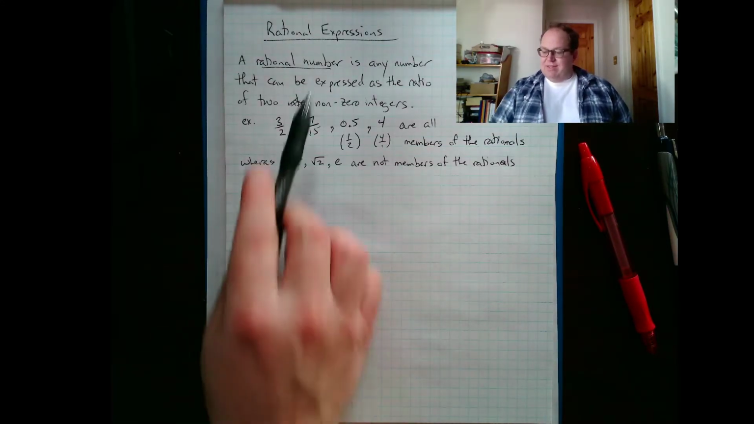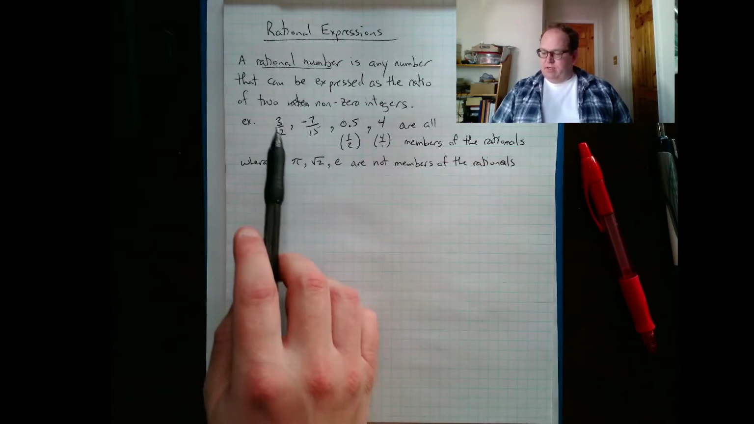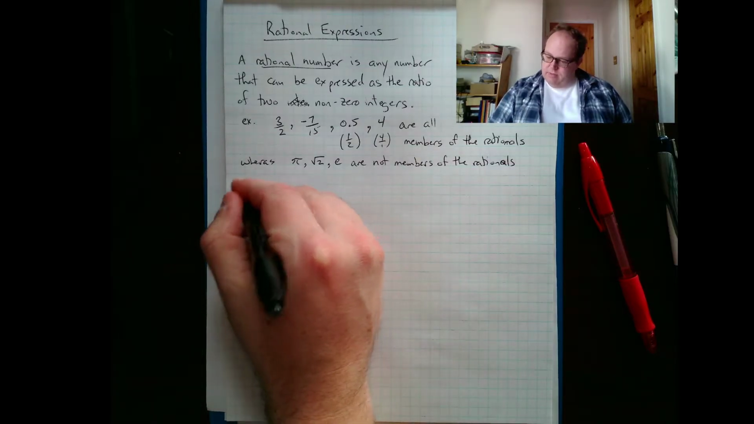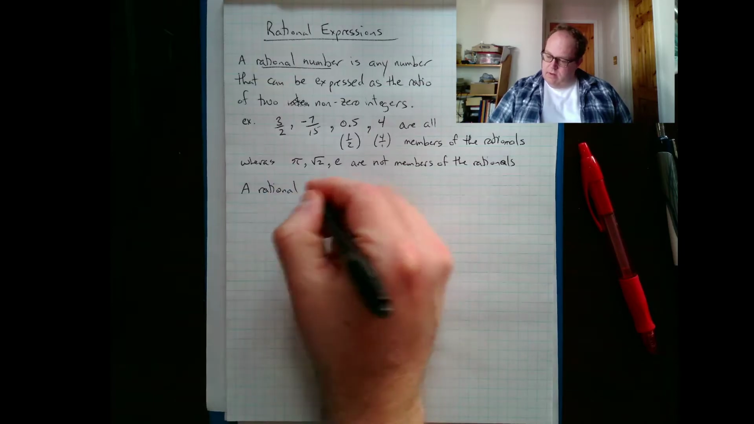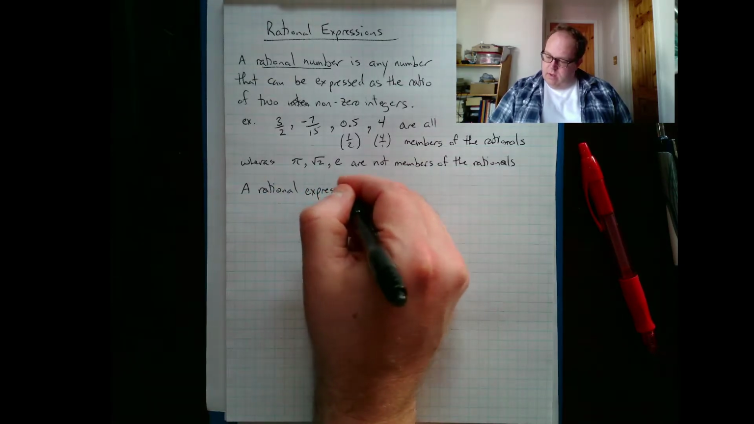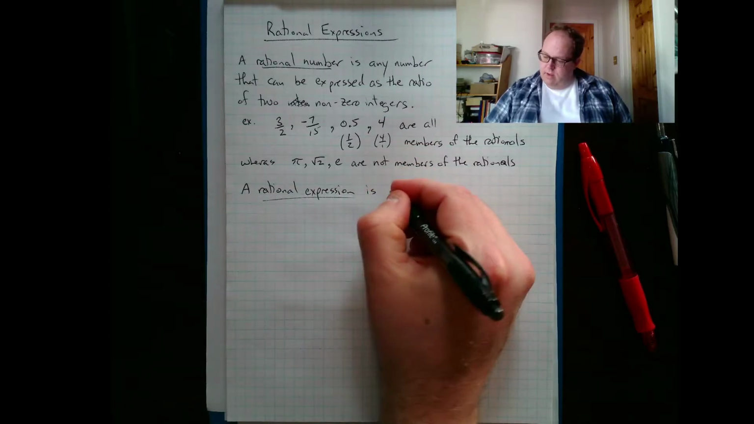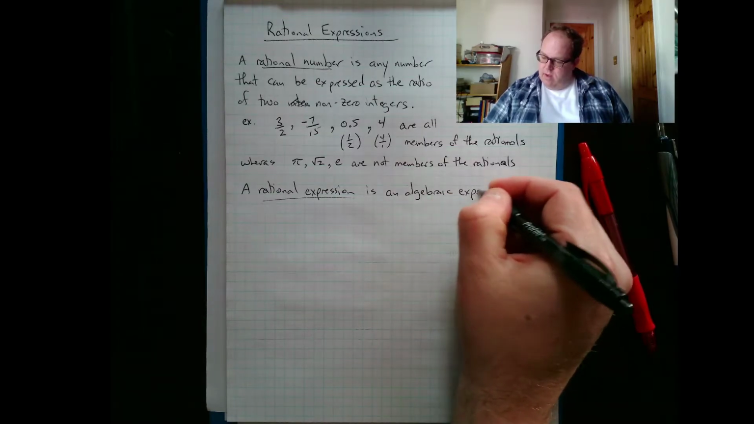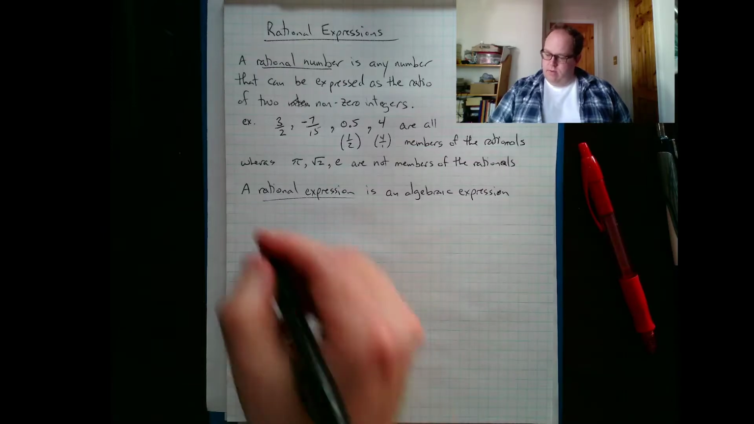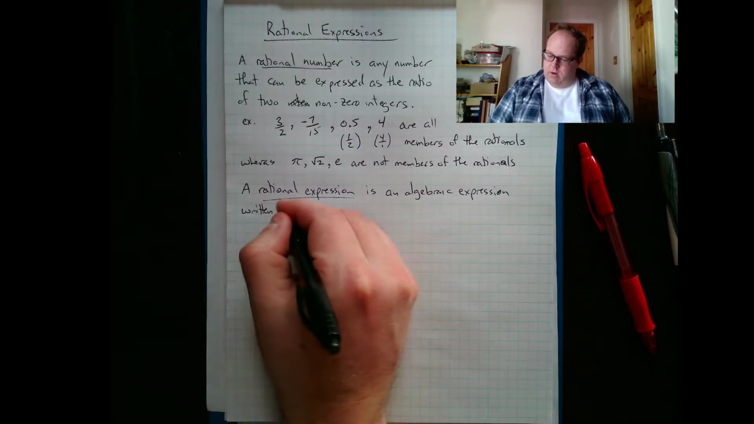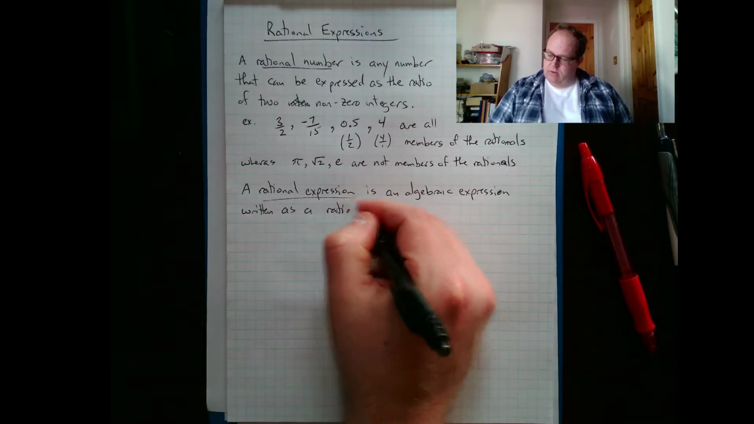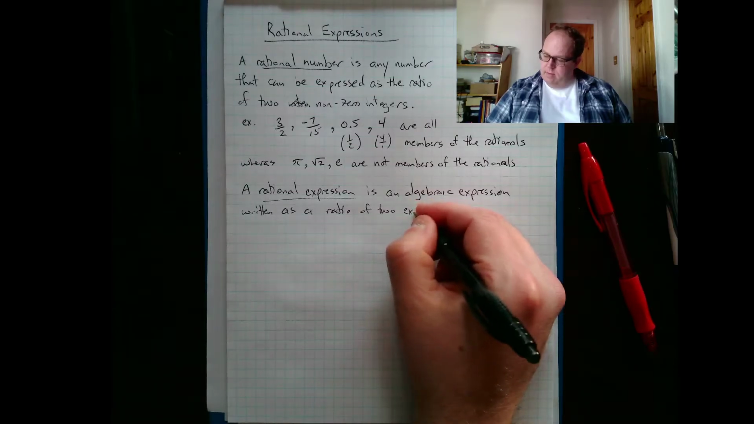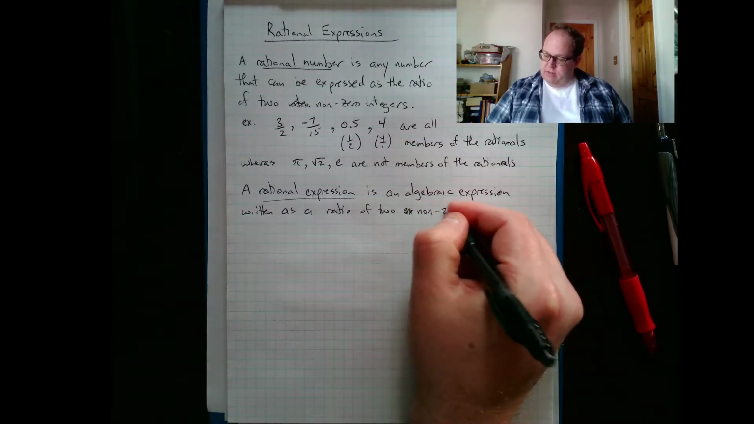So if I talk about a rational number as any number that can be expressed as a ratio of two non-zero integers, then by extension a rational expression is an algebraic expression written as a ratio of two expressions. And again, I should say non-zero expressions.